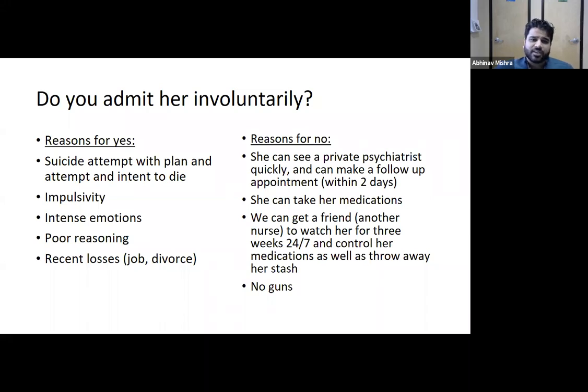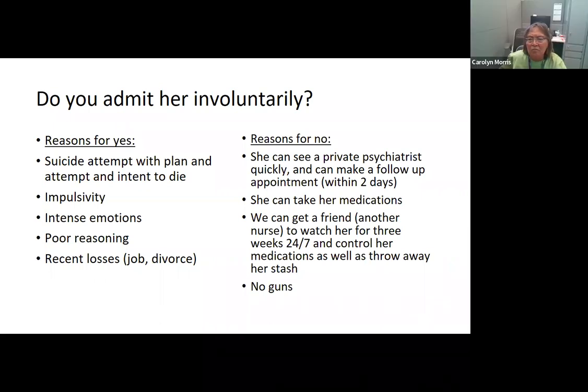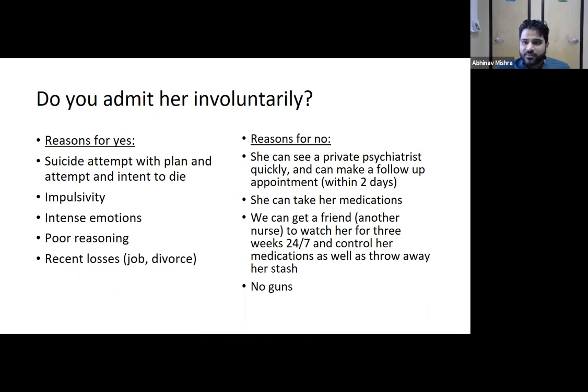Looking at this specific case, we think, oh, there was impulsivity, there was intense emotion, there was poor reasoning, recent job loss. But the patient is a health practitioner. They can see a private psychiatrist quickly, can make a follow-up appointment within 2 days. They can take their medications, and we were able to get their friend, another nurse, who was their significant other, to watch them for 3 weeks while they were at home.